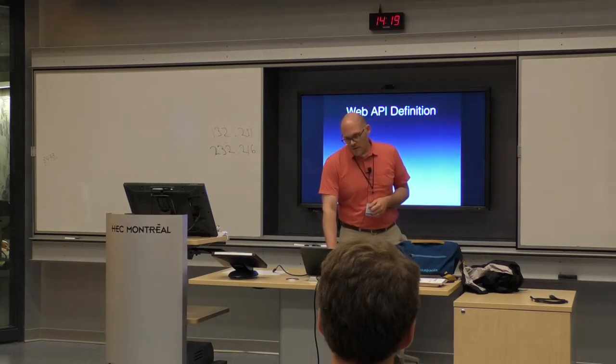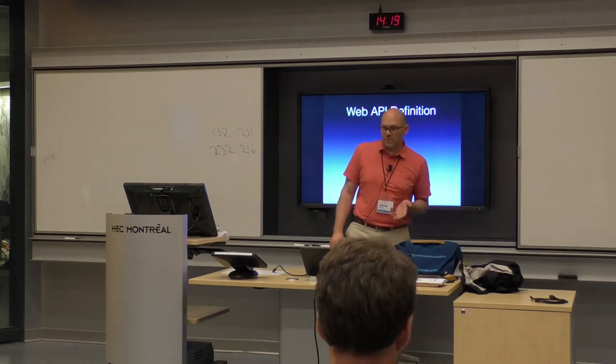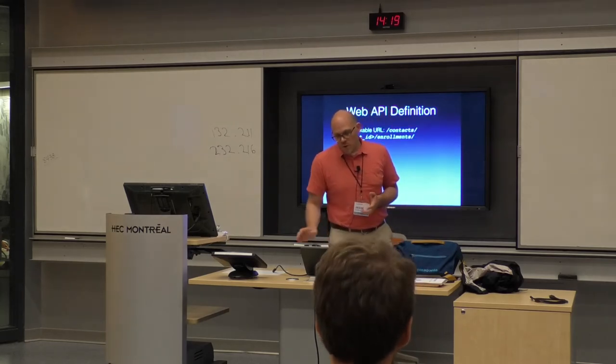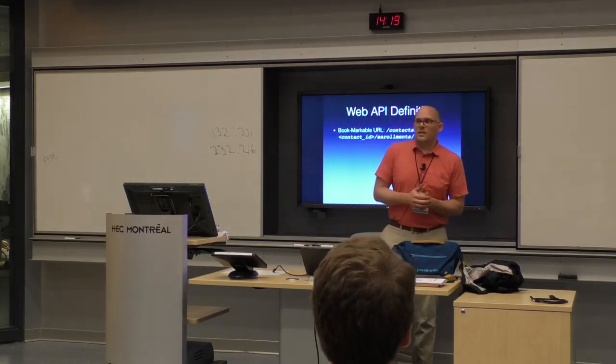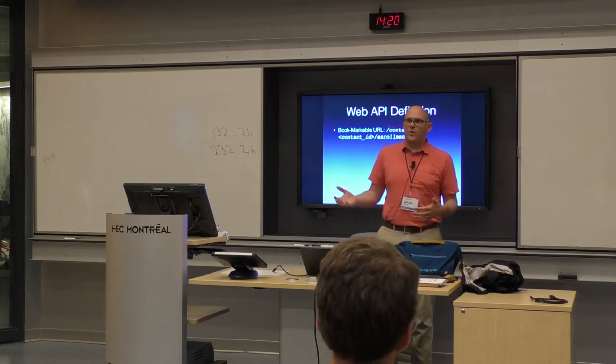The web API definition, if you're familiar with REST, you should see some attributes here that are very familiar to you. First of all, we use bookmarkable URLs. This has several benefits for us. First of all, it leads us towards an idiomatic use of HTTP. We don't have actions coded in our URLs.